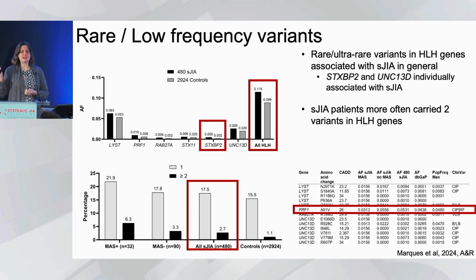And interestingly, in our cohort, we didn't replicate the A91V association. We actually had a lower frequency of patients with MAS having A91V than our healthy controls. So that was still a little different than what had been seen before.